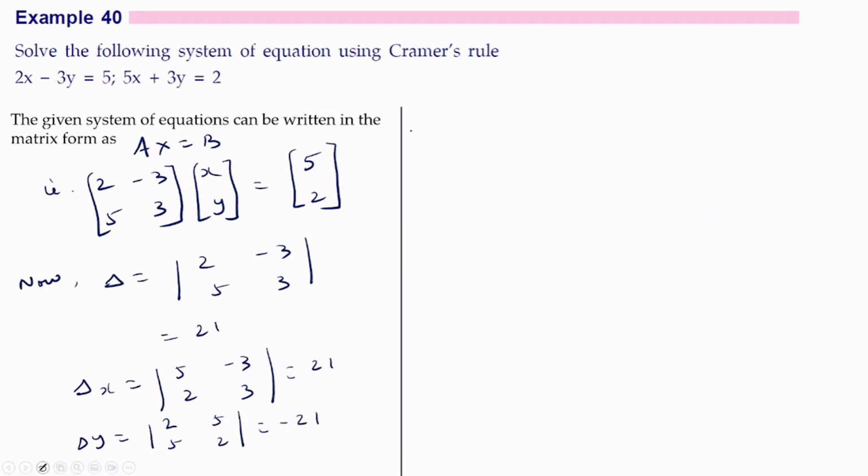So from here we have x as delta x upon delta. It is 21 by 21, which is 1. And y as delta y upon delta, which is 21 by minus 21, that is minus 1. Therefore we get x as 1 and y as minus 1. Here we can see that delta is not equal to 0. So the system of equations is consistent and it has a unique solution.